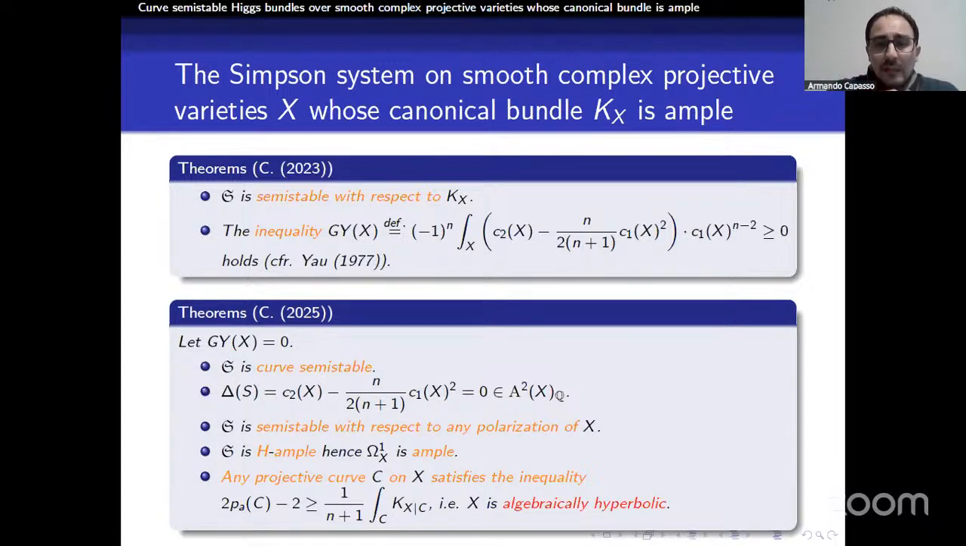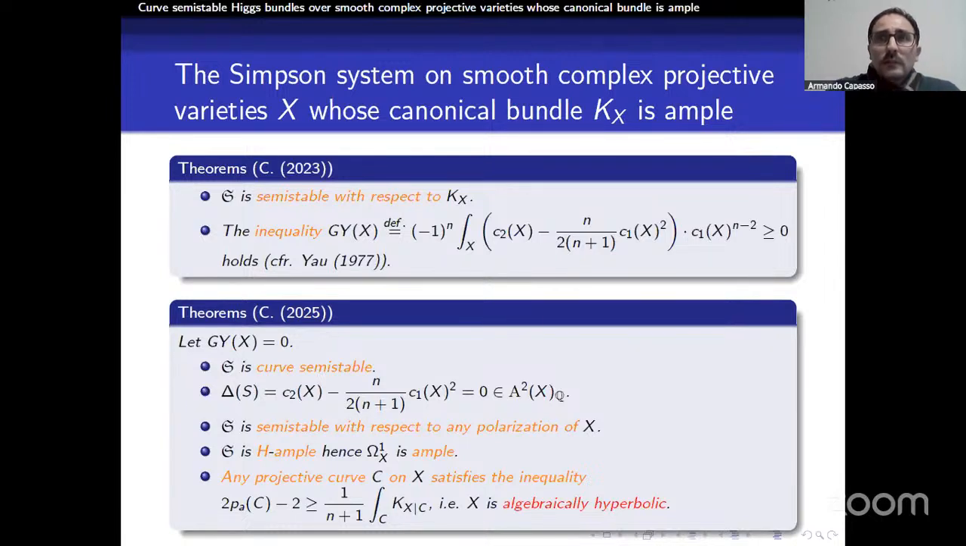And any projective curve C on X satisfies the inequality 2 times the arithmetic genus of C minus 2 is greater or equal to 1 over n plus 1 times the intersection degree of K with the curve C. Hence X is algebraically hyperbolic. To be clear, it is known that any smooth complex projective variety whose canonical bundle Kx is ample is algebraically hyperbolic. This is known.